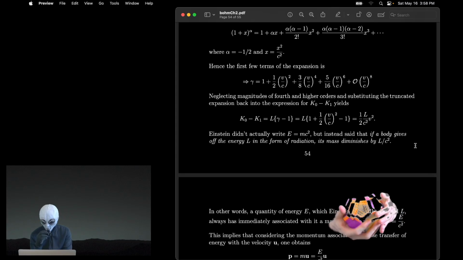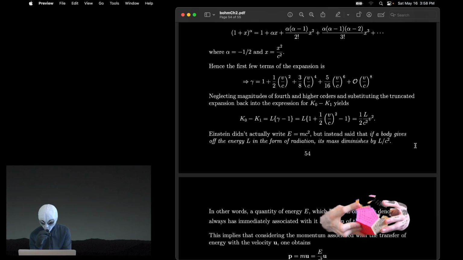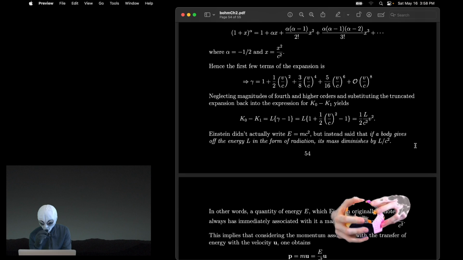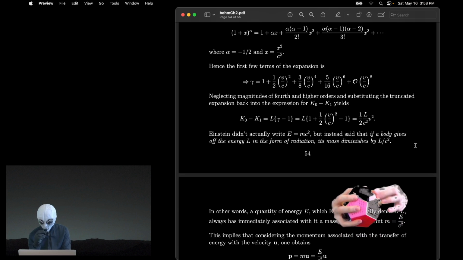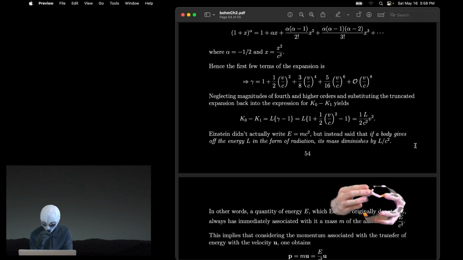Neglecting magnitudes of 4th and higher orders and substituting the truncated expansion back into the expression for K₀ minus K₁ yields K₀ minus K₁ equals L times the quantity gamma minus 1, which equals L times the quantity 1 plus 1/2 times the quantity v over c squared minus 1, which then finally reduces to being equal to 1/2 times L over c squared, then times v squared.